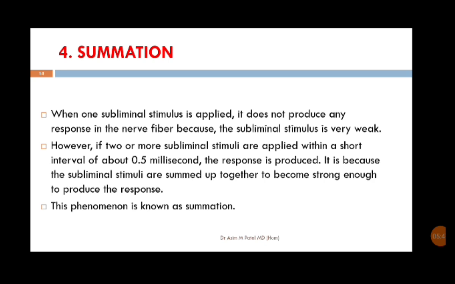Then the fourth property of nerve fiber is summation. When one subliminal stimulus is applied, it does not produce any response in the nerve fiber because the subliminal stimulus is very weak. However, if two or more subliminal stimuli are applied within a short interval of about 0.5 millisecond, the response is produced. It is because the subliminal stimuli are summed up together to become strong enough to produce the response. This phenomenon is known as summation.